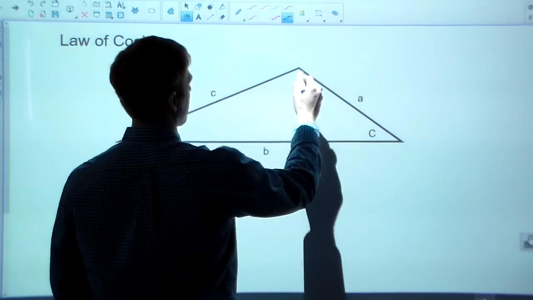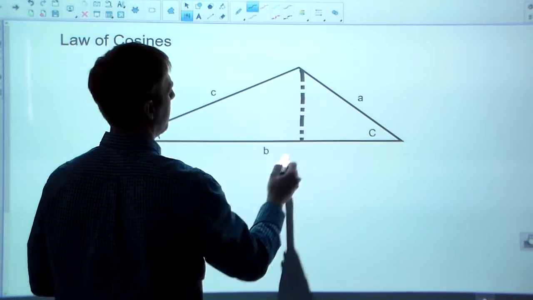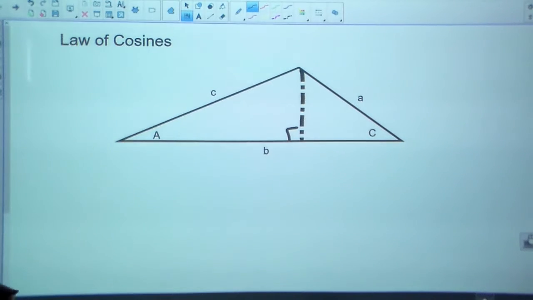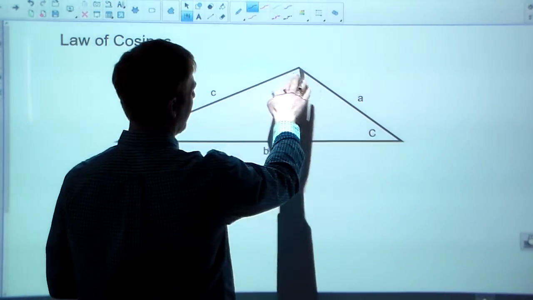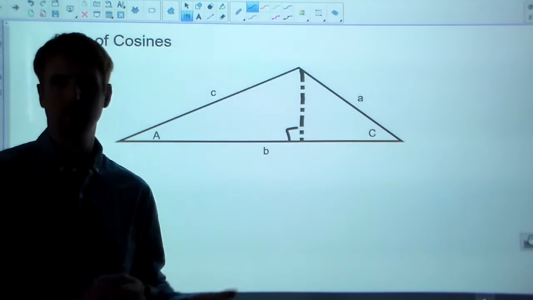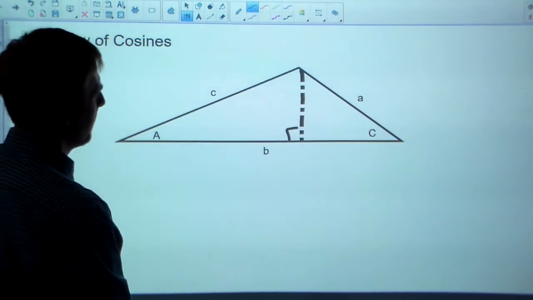So to derive it, I'm going to start with the same kind of idea as I did for law of sines, where I drop an altitude or plumb bob from the angle up here. Angle B is not labeled, but it's really not going to be important to the rest of the process here. Now, some things I'm going to do a little bit different.